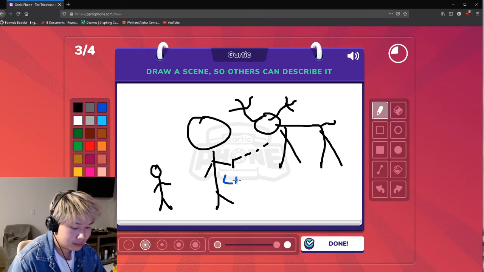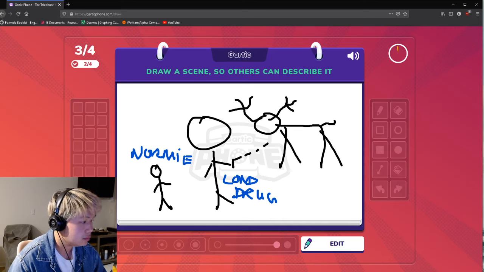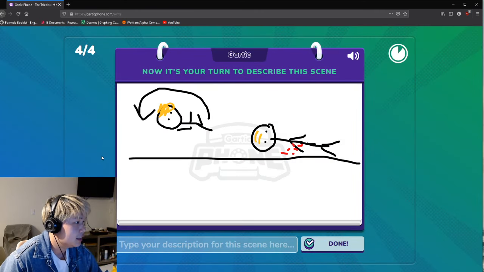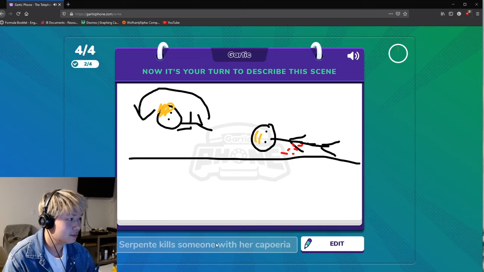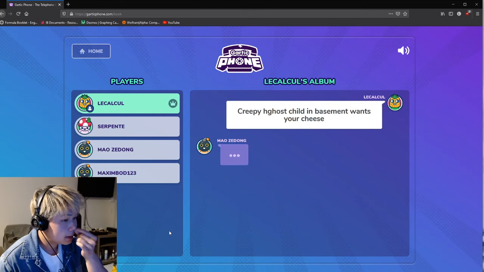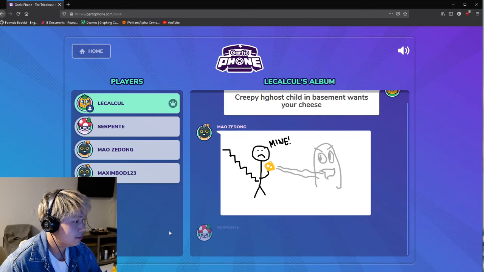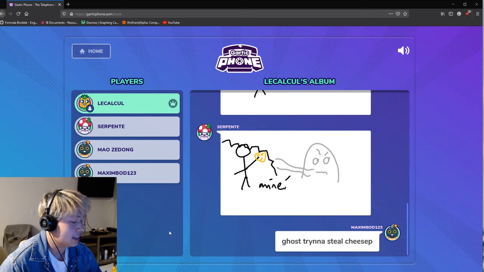Stretch. I'm in the middle of drawing. Give me a second. Okay, describe the scene. Oh, I get this. Okay. Serpent kills someone with her capoeira. Okay. Creepy ghost child in basement wants your cheese. So what did Max guess? Ghost trying to steal cheese, I guess. Sure.